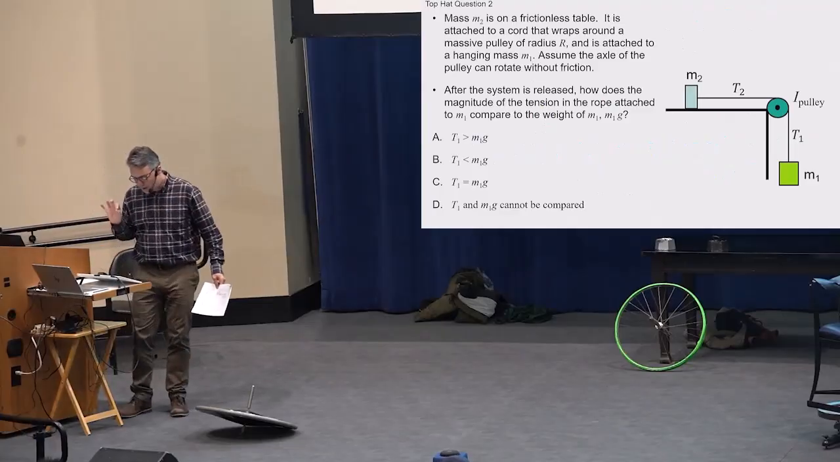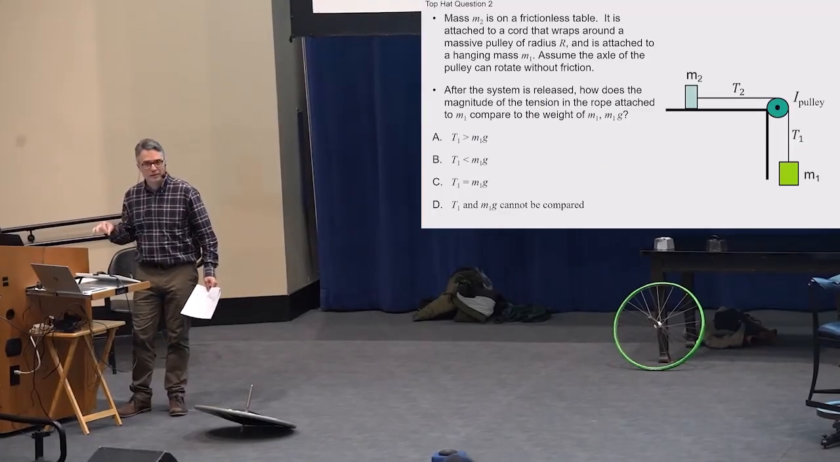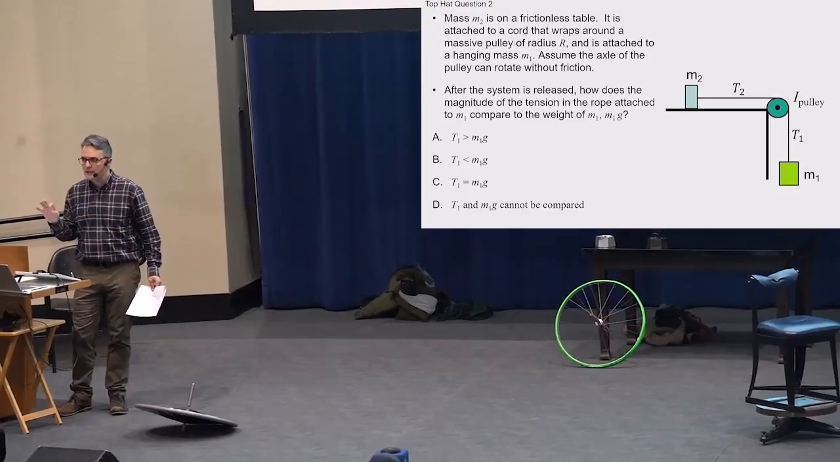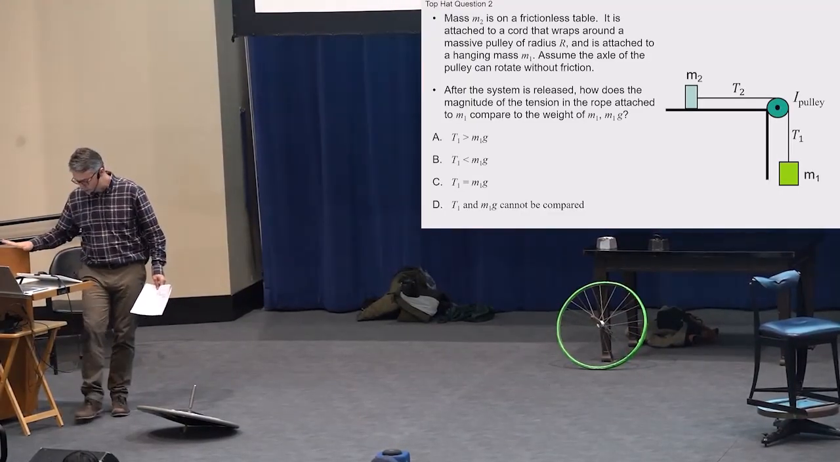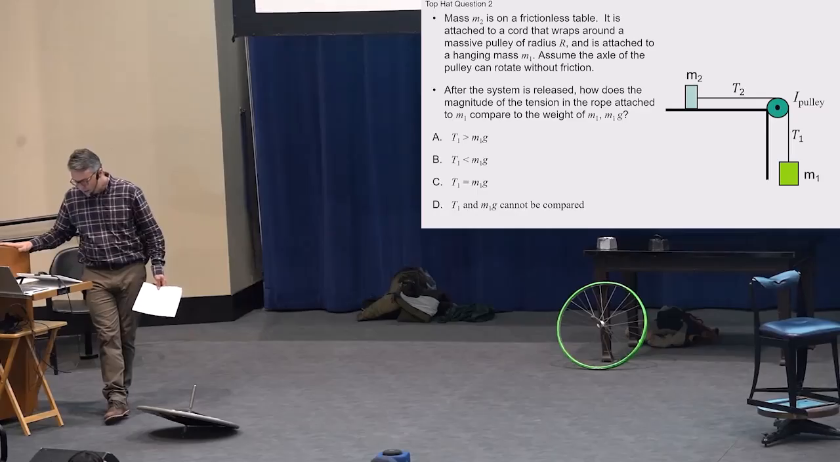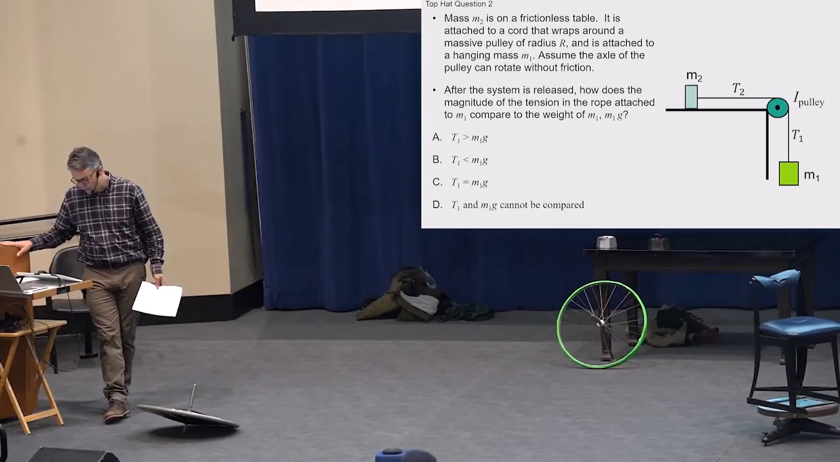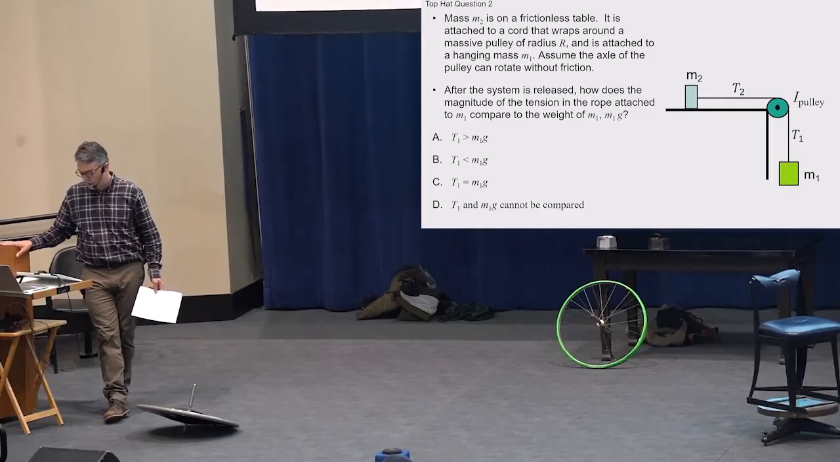Mass M2 sits on a frictionless table. We sort of did this before, but the difference here is that now the pulley has its own moment of inertia and its own mass. I guess it's still frictionless though. It's attached to a cord that wraps around a massive pulley of radius r and is attached to a hanging mass M1. Assume the axle of the pulley can rotate without friction. After the system is released, how does the magnitude of the tension in the rope, T1, at the bottom there, compare to the weight, M1 times g?